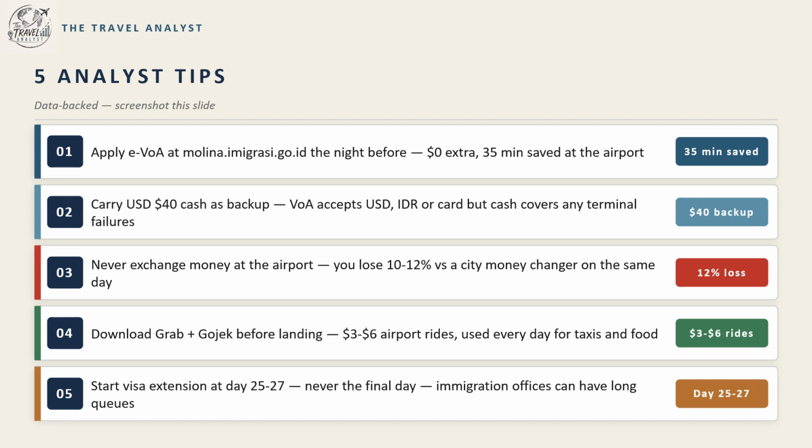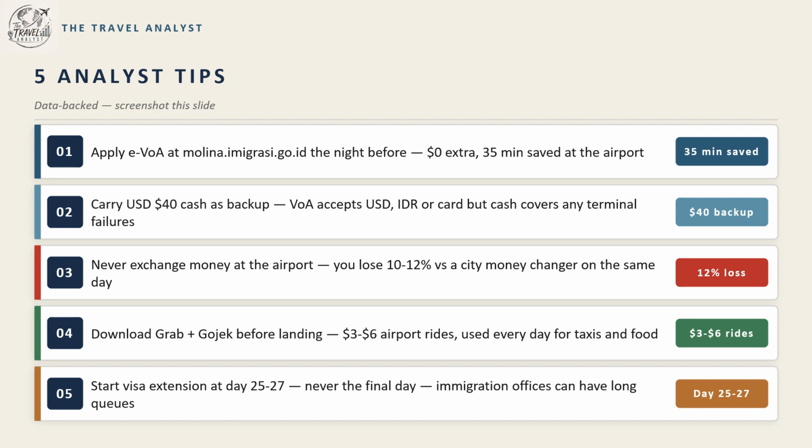Tip 2. Carry $40 cash as backup. The airport e-VoA counter accepts card, but hardware failures happen. Cash guarantees you get through. Tip 3. Never exchange at the airport. You lose 12% of your money compared to a city money changer on the same day. $12 on every 100.